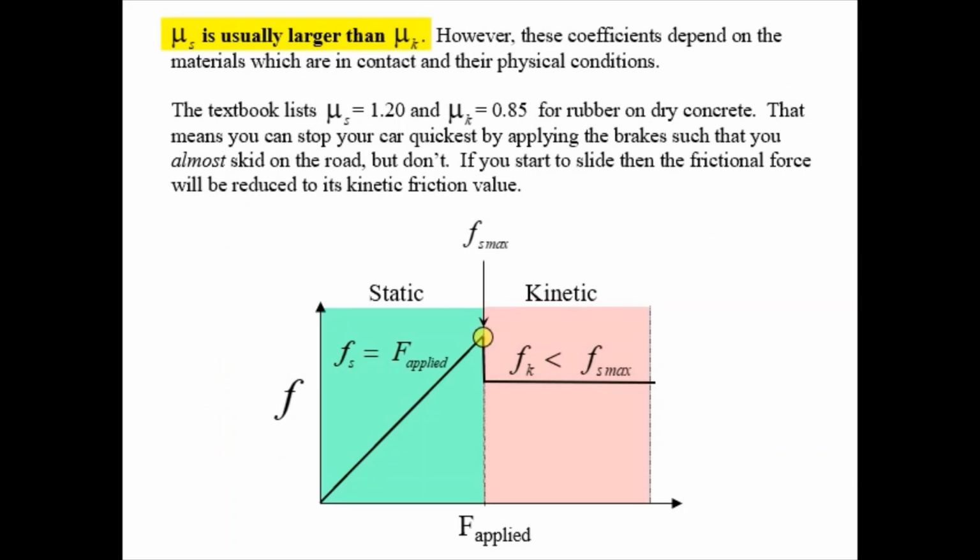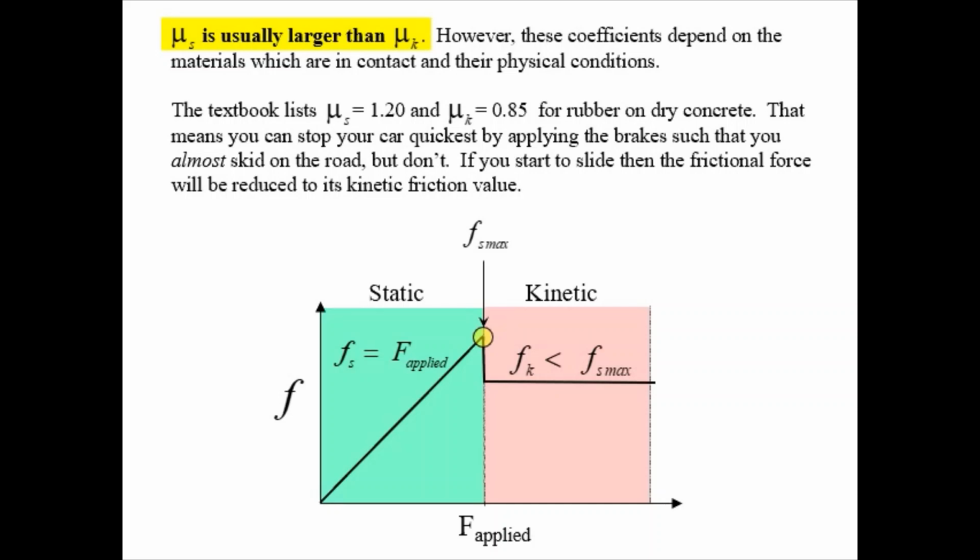So again, as I've mentioned, mu sub s, the static coefficient of friction, is usually larger than mu sub k, the coefficient of kinetic friction. However, these coefficients do depend on the materials which are in contact and their physical conditions. Obviously, if surfaces get wet, if it's humid, the surfaces may behave differently. If somebody lubricates the surfaces, our mu values will change quite dramatically. So these mu values are really just ballpark numbers. Our textbook lists mu sub s as about 1.20 and mu sub k as about 0.85 for rubber on dry concrete.